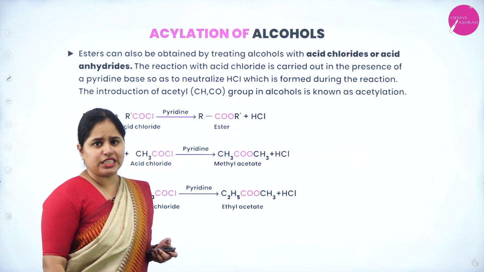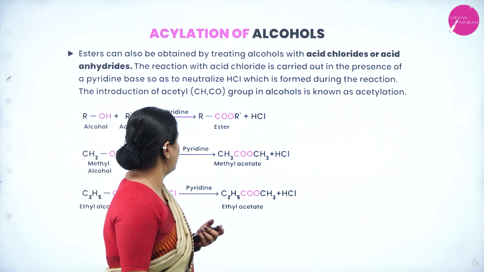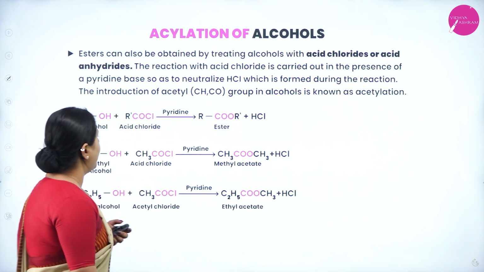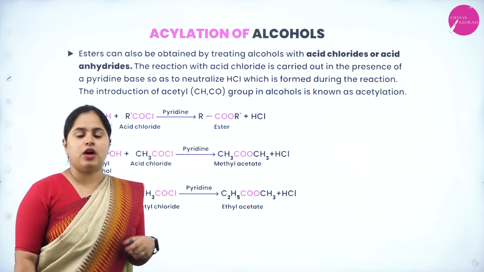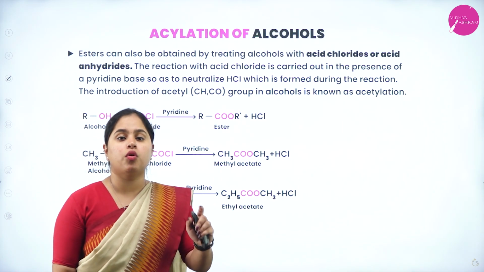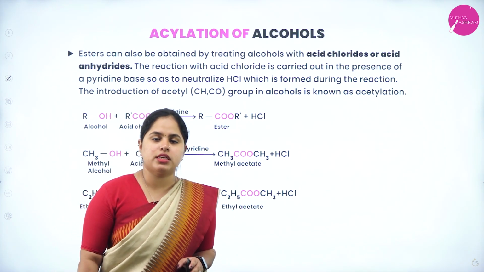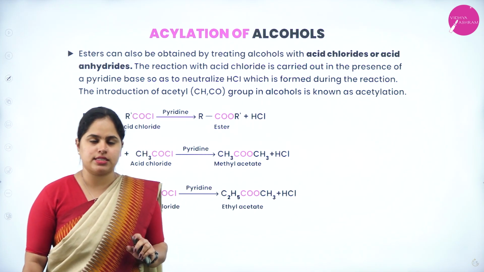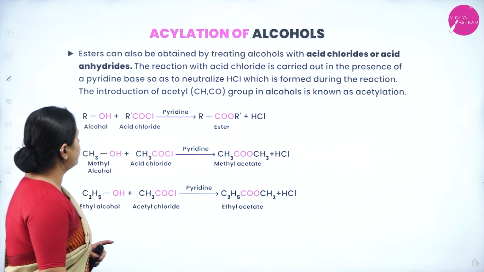Now the next reaction is acylation of alcohols. Acylation means we are going to add an acyl group. Okay, we are going to add an acyl group. Now what is going to happen here also? You are going to get an ester. So there are two methods. One, you can add carboxylic acid and form an ester. Another one we are going to discuss now.